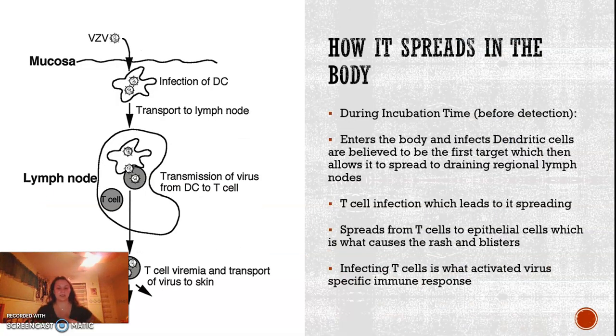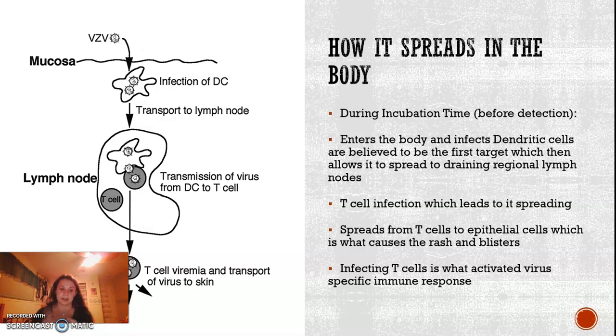So how the disease spreads in the body follows the original infection. The incubation time, as we talked about, is 10 to 24 days. And the virus then begins to make its way through the body by entering generally through the upper respiratory system, like the nose and the lungs, and the mucous membranes in there. And the mucous membranes are able to bring it to dendritic cells, which are believed to be the first targets of the virus.